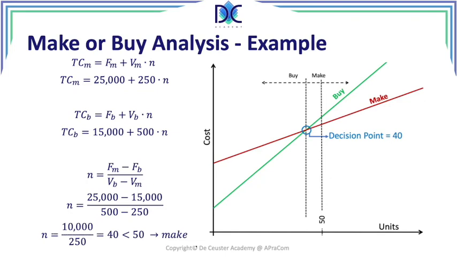Now we want to make 50 units, or we have 50 units that we need. So we have to say, do we want to buy or to make it? And we see that the make cost is lower than the buy cost. We're at the right-hand side of the decision element. It means that we will make the goods instead of buying them. So this is also an example that we can use when we are evaluating the different elements that we have.